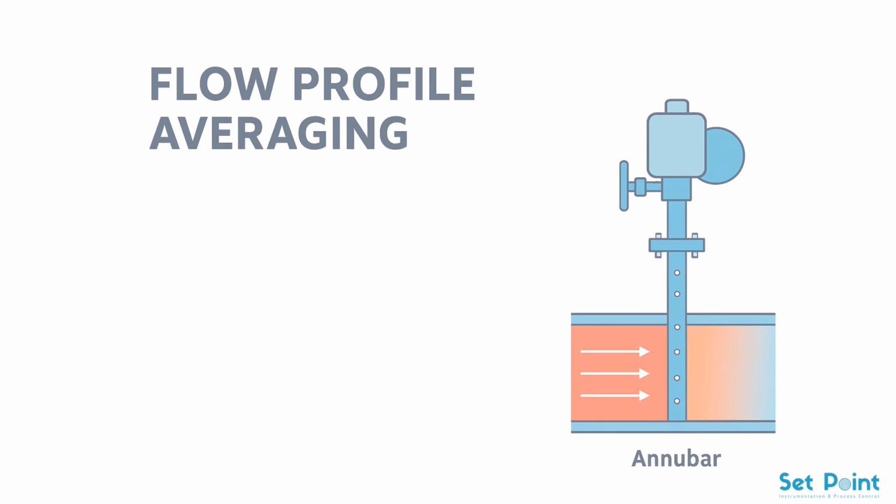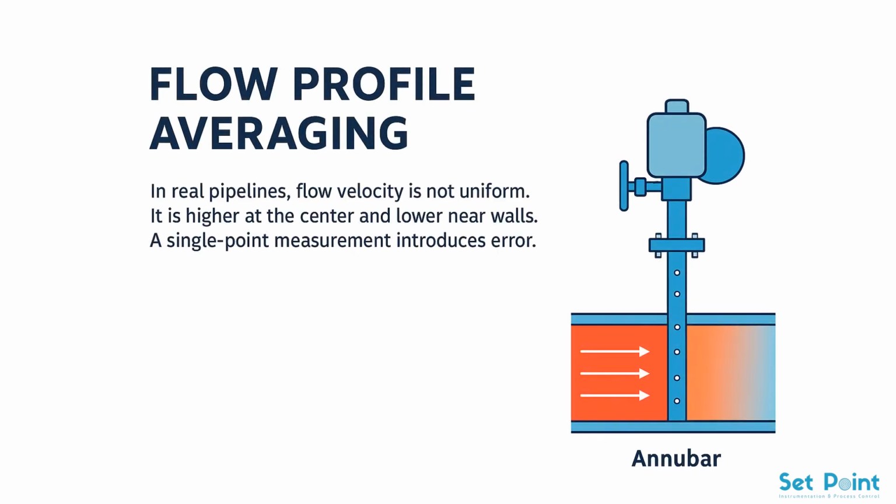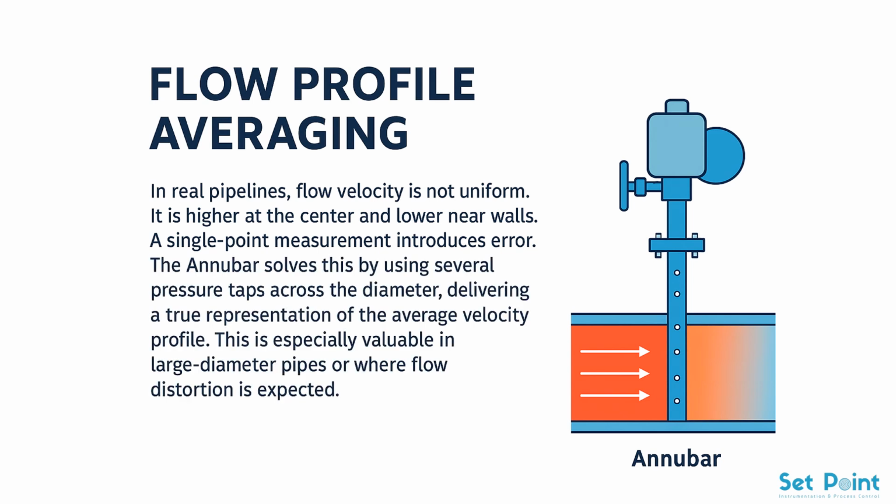Flow profile averaging. In real pipelines, flow velocity is not uniform. It is higher at the center and lower near the walls. A single-point measurement introduces error. The Annubar solves this by using several pressure taps across the diameter, delivering a true representation of the average velocity profile. This is especially valuable in large diameter pipes or where flow distortion is expected.